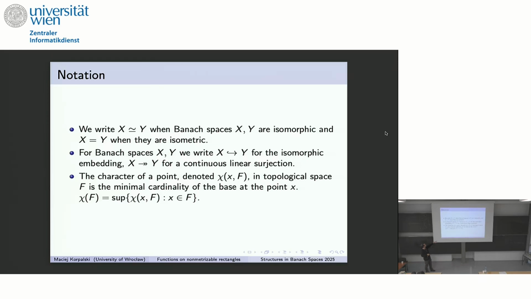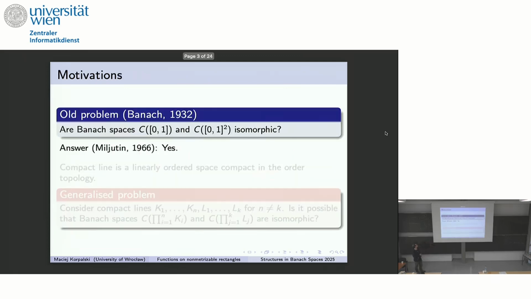and double arrow if there is a continuous linear surjection. And for some topological space, recall that the character of a point is the minimal cardinality of a basis at the point x, and the character of a space is the supremum over all points in the space. It will be useful later. I will be mostly concerned with CK spaces. Many guys have talked about those spaces, so I will not introduce them.